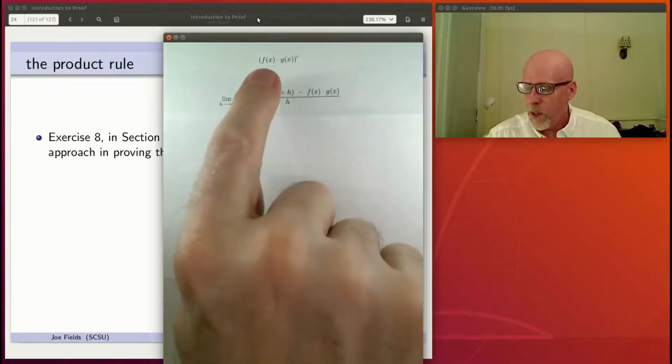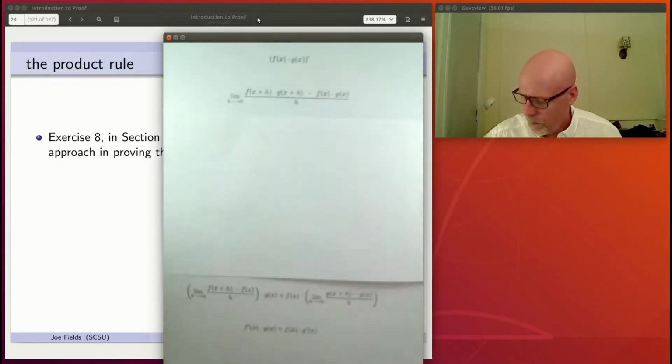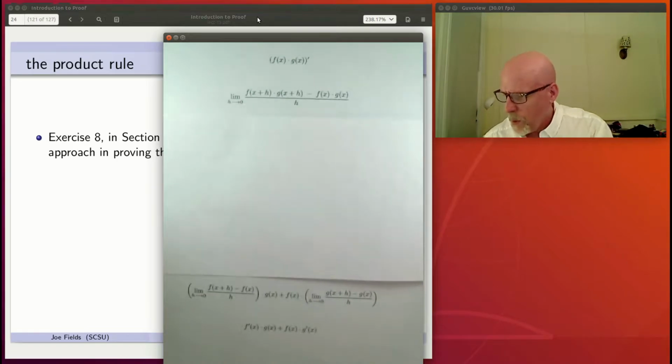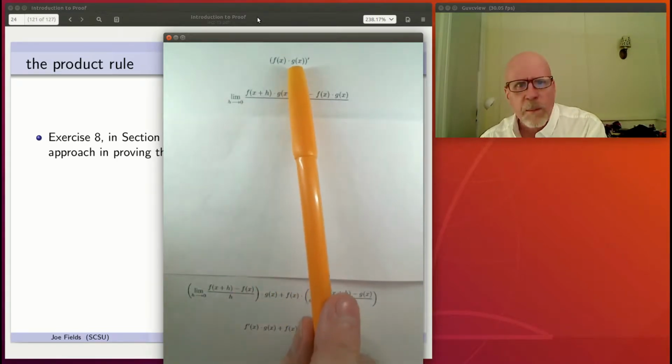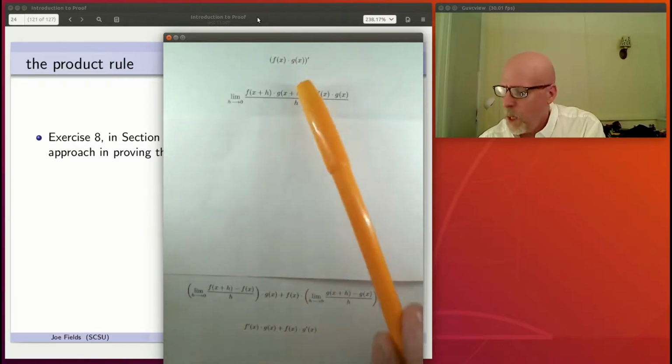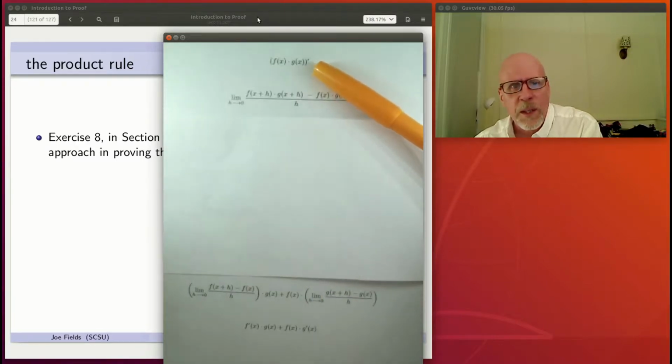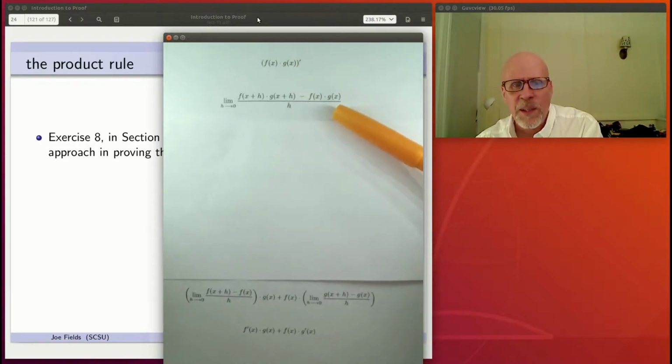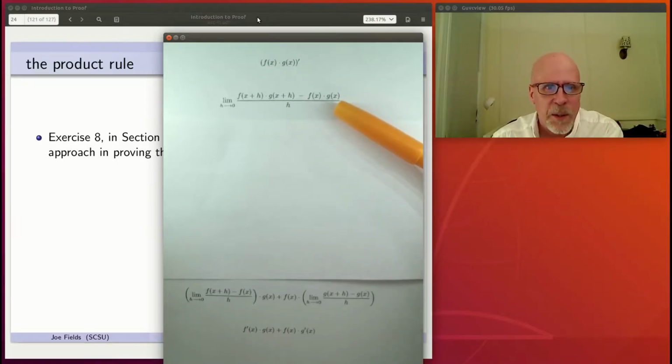But the forward step is we start with the product. I need to point with something else so that my finger doesn't mess up the... No, that still messes up the focus. Well, maybe if I do it from out to the side. No, it still does. Anyway, the product of f times g's derivative is this expression. That's the limit definition of the derivative. And how do you work that?